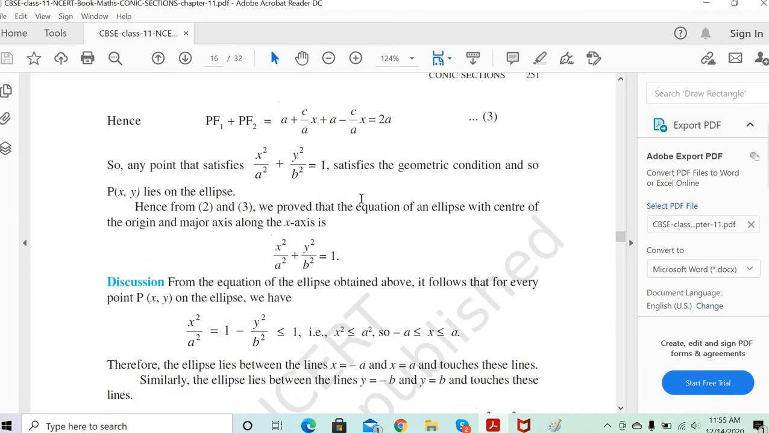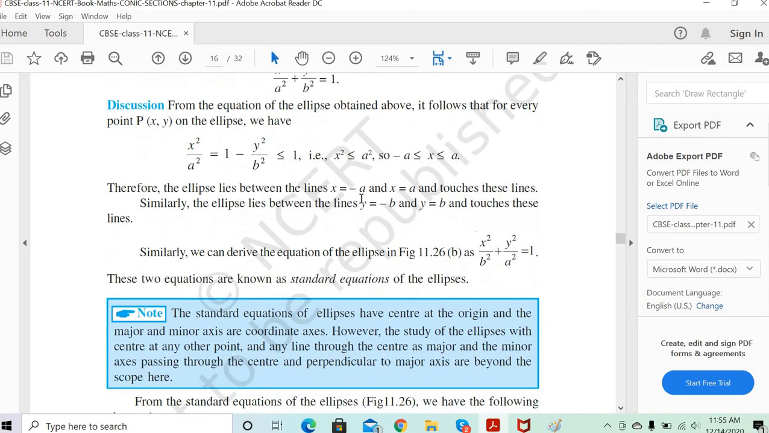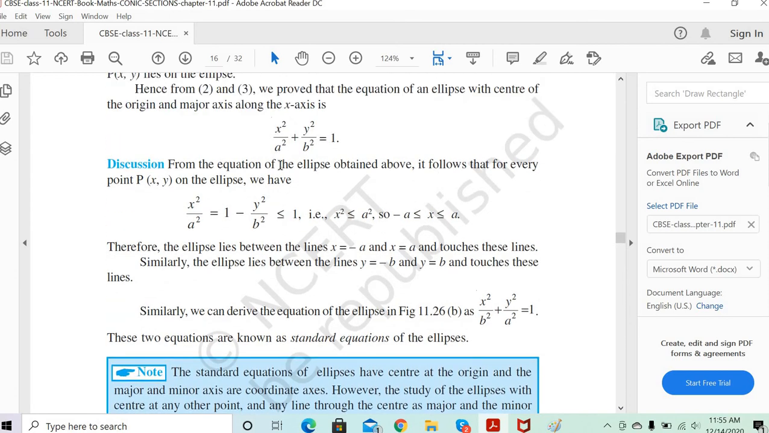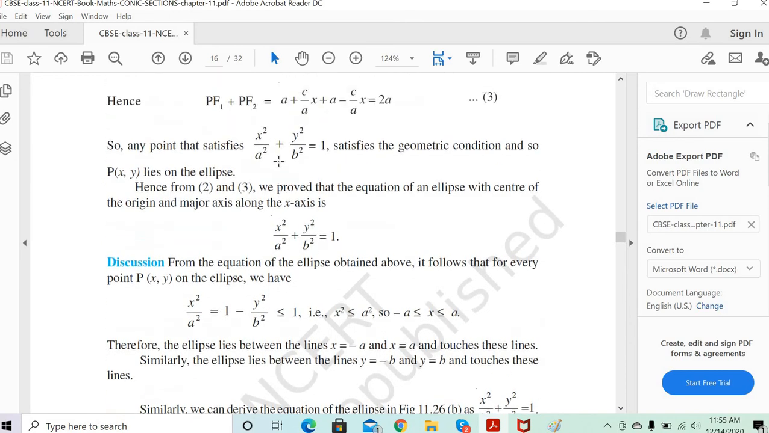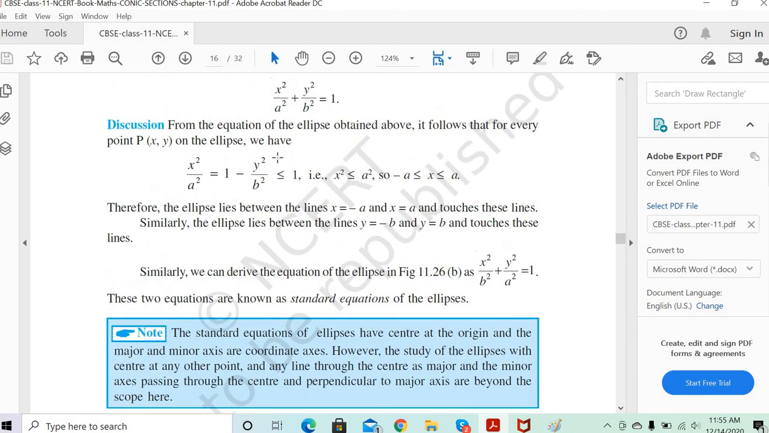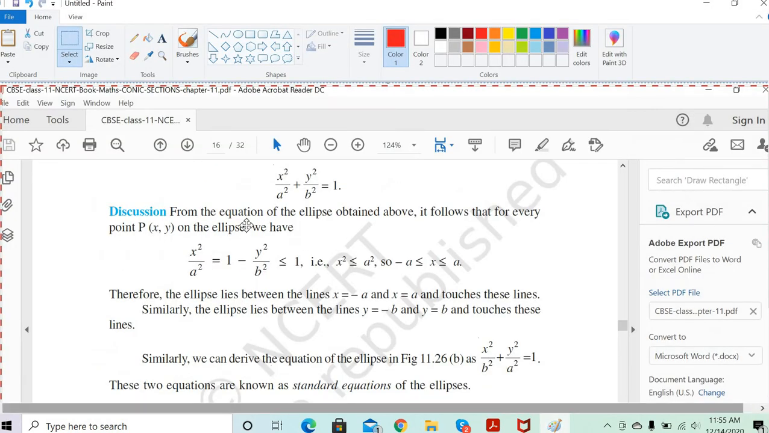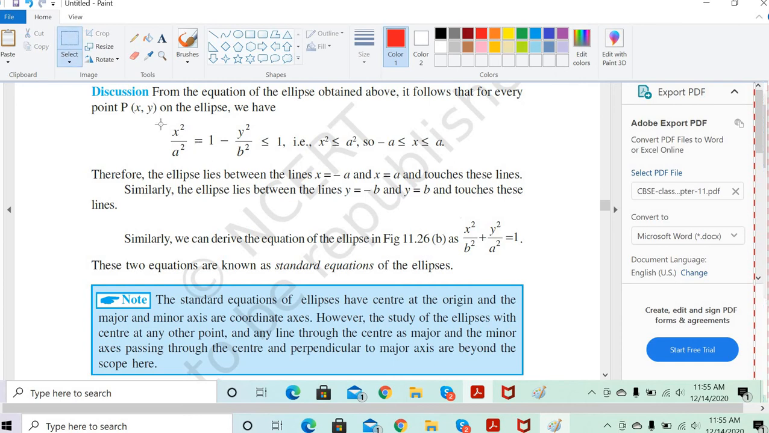So one more condition we need to evaluate in this part. Let's do the discussion part now. From the equation of the ellipse obtained, it follows that for every point on the ellipse we have x square by a square equal to 1 minus y square by b square. It will always be less than or equal to 1. Let's understand this part. What do we mean to say here? I'll explain so that it will be clear to you.